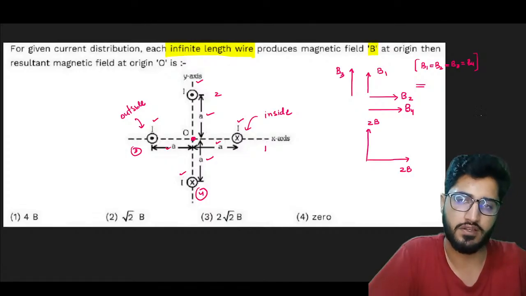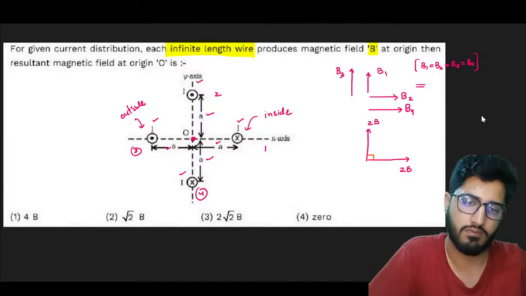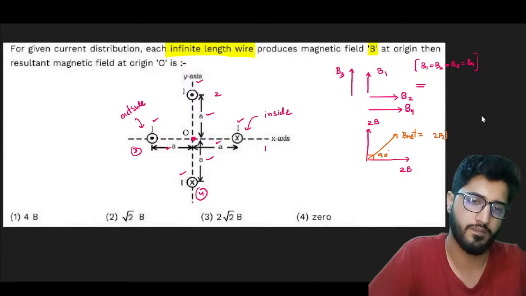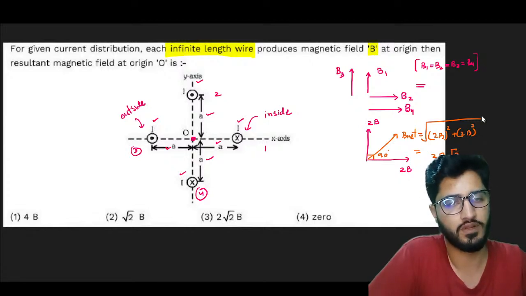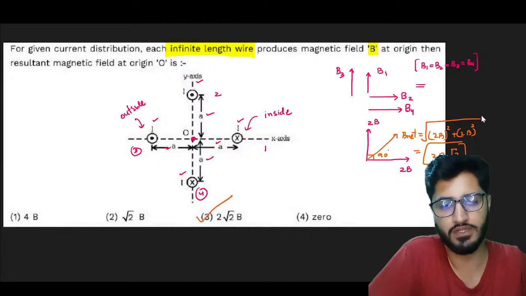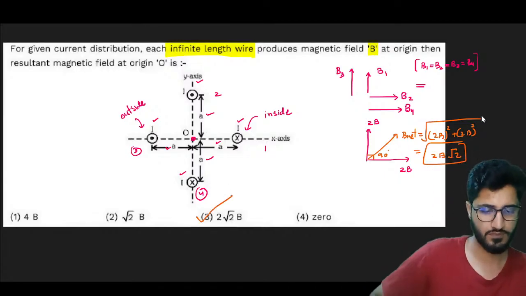Now two vectors at 90 degrees, so their net would be like this, it would be B net, and B net would be equal to root of 2B square plus 2B square. I will take 2B common, so we are having then a root 2, right? I guess my answer is 2 root 2 B. I guess option number 3 is my correct option. Option number 3.